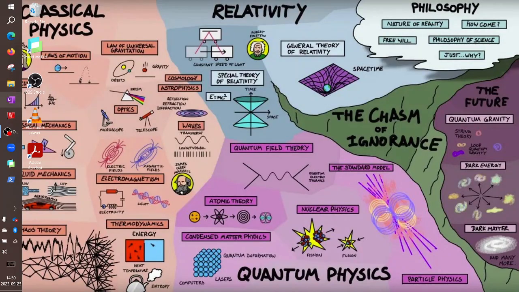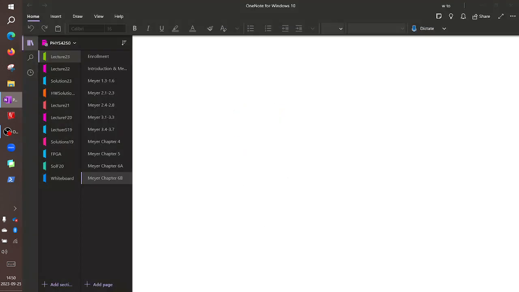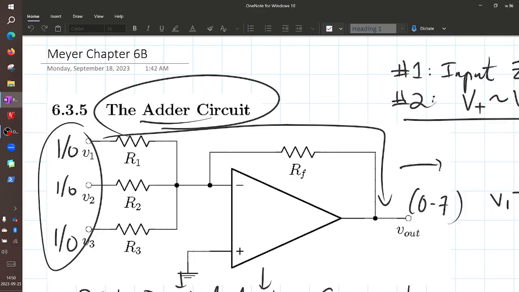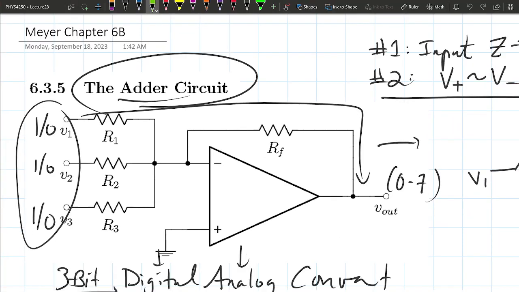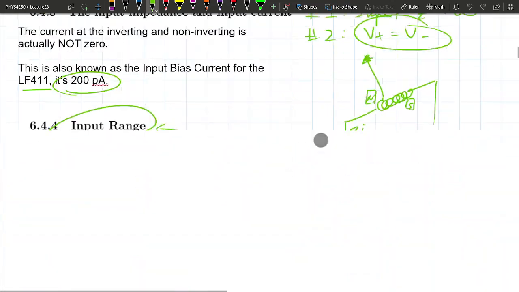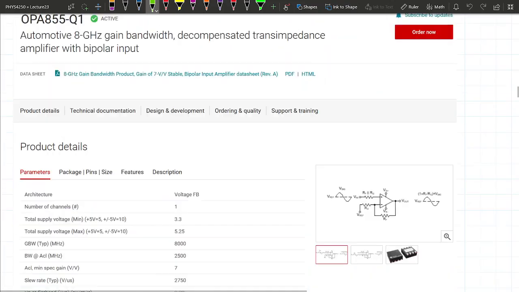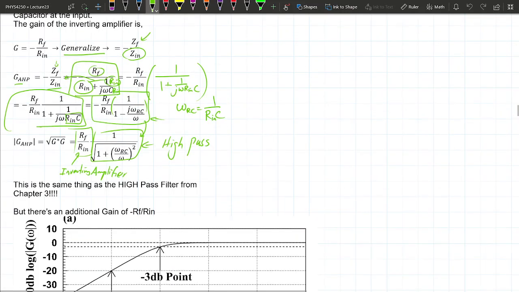Whoa, it crashed. Yay. All right. Okay, maybe next semester I'm going to get a new laptop, new tablet. This is getting annoying.